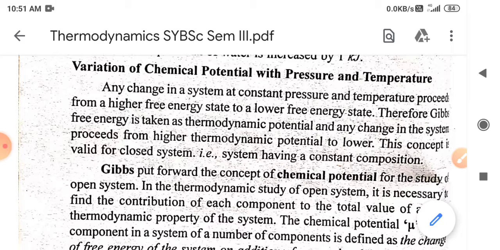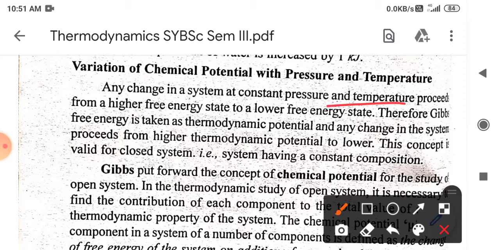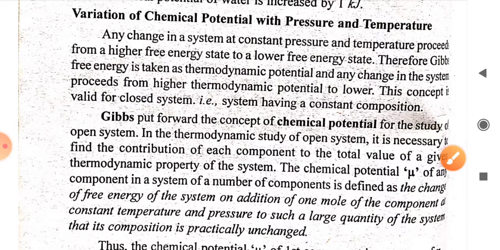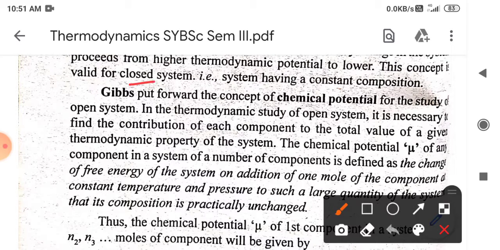Any change in the given system at constant pressure and temperature proceeds from the higher free energy state to the lower free energy state. Therefore the Gibbs free energy is taken as the thermodynamic potential, and any change in the system proceeds from the higher thermodynamic potential to the lower thermodynamic potential. This concept is valid only for the closed system if you are considering only the Gibbs free energy. A closed system means the system contains constant composition, that is, the number of moles for that particular system is kept constant.